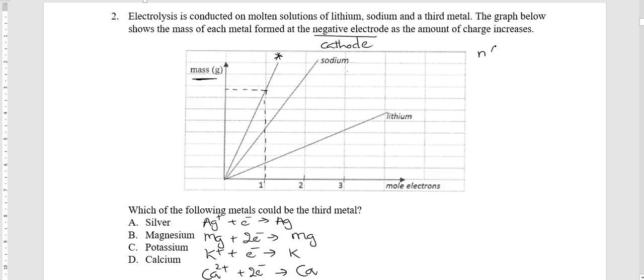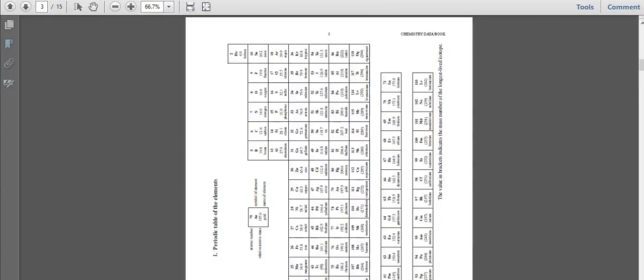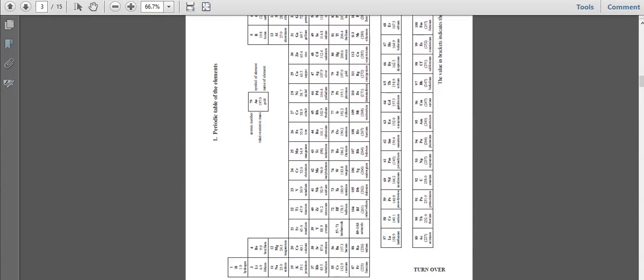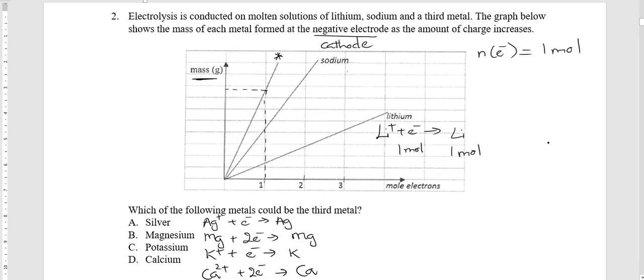So if the number of mole of electron is 1 mole, if we think about lithium, the half equation for production of lithium metal is you have lithium plus electrons going to lithium. So if I have 1 mole of electrons, that will produce 1 mole of lithium, which has a mass of, I think, around 7, if I'm not mistaken. Yep, 6.9. So 1 mole of electron produces 1 mole of lithium, or 6.9 grams. So that presumably is around 7 or 6.9.